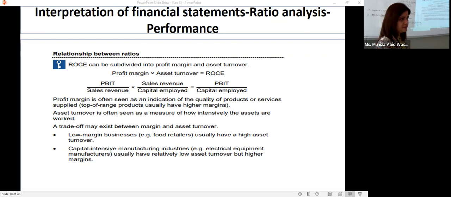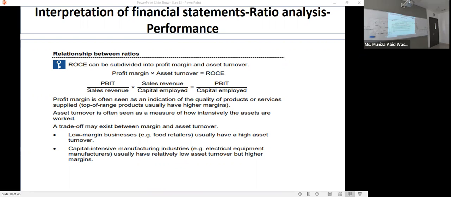So those businesses which have low margin will have a high asset turnover, because their sales revenue is more or less going to be constant. But their indirect and direct costs are going to increase, so their profit is going to be lesser. So low margin businesses will have a high asset turnover ratio.